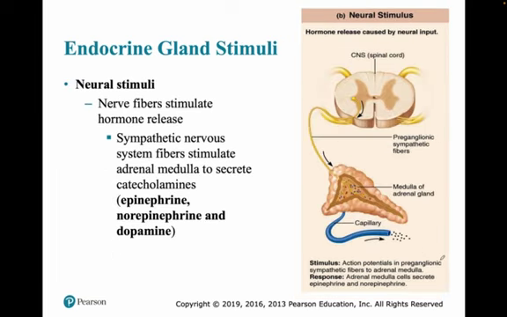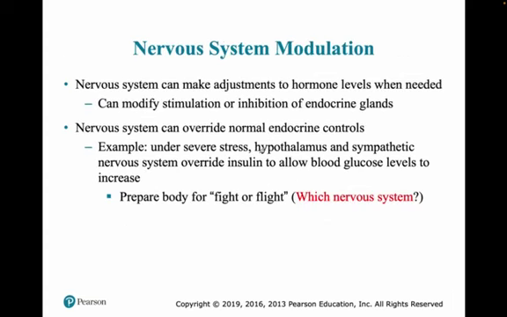The third and final type is the neural stimuli. Here there is no middle path. The nerve fibers directly stimulate the hormone release. For example, sympathetic nervous system fibers can directly influence the adrenal medulla to create hormones like epinephrine, norepinephrine, dopamine, all of these. Once these are released, they go directly into the blood, so they directly become part of our blood system. So the effect is quite direct in this case, right? And of course, the nervous system can make adjustments to hormones whenever required.